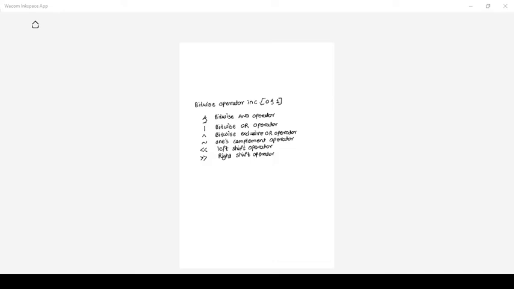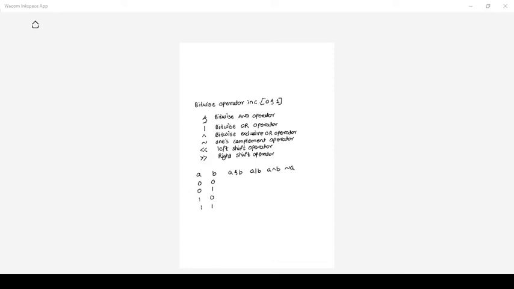Suppose a is your variable or operand, and b is the next operand. We want to perform the bitwise AND operation on these two operands, the bitwise OR operation, the bitwise exclusive OR, or the negation of a. We will see this one by one. This is the truth table.